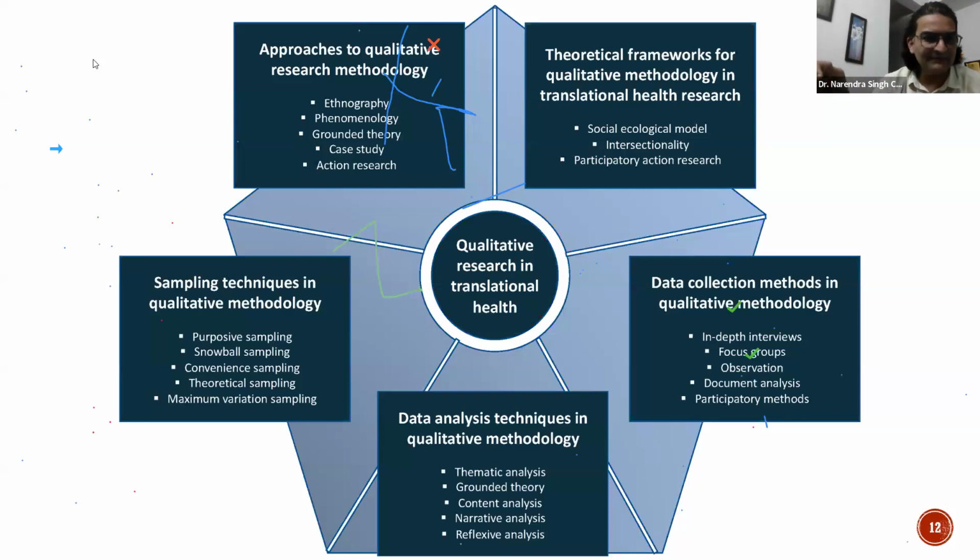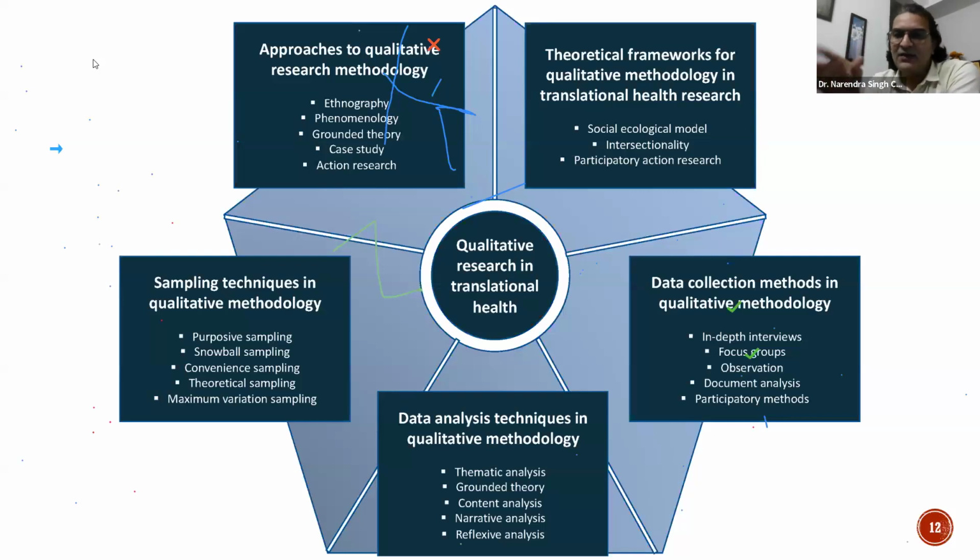Then convenience sampling, then theoretical sampling, and maximum variation sampling. So largely it all depends on what kind of research you are doing, and on the basis of that we move ahead and conduct a particular study.